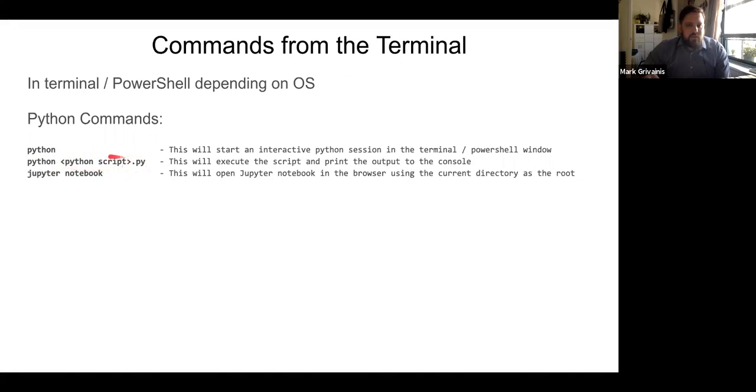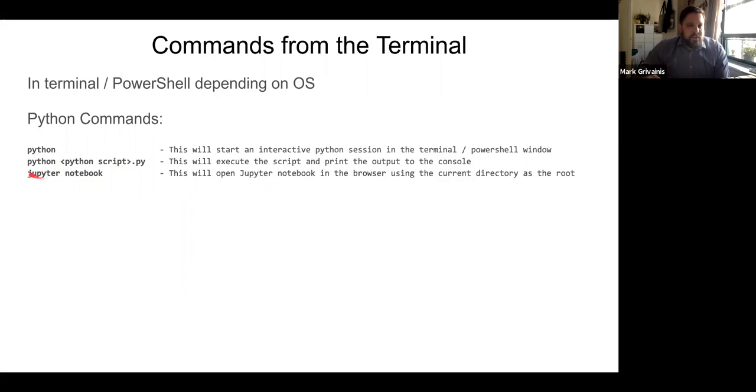So you give this file some name, it has a .py extension, and this will go through this file and execute each line in the file line by line using the Python interpreter. And then finally, you can run Jupyter Notebook. You need to install the Jupyter package to do this. And once it's installed, if you type jupyter notebook, it'll open up your browser with the Jupyter interface.